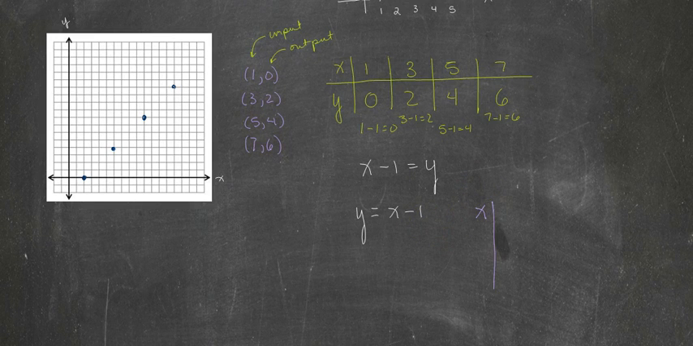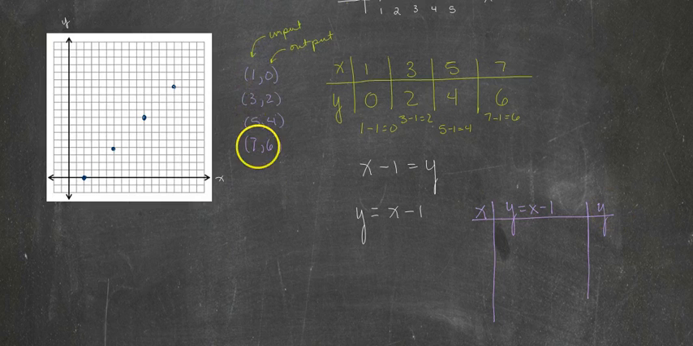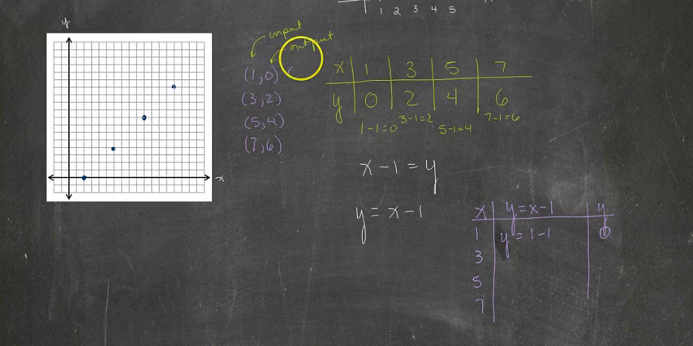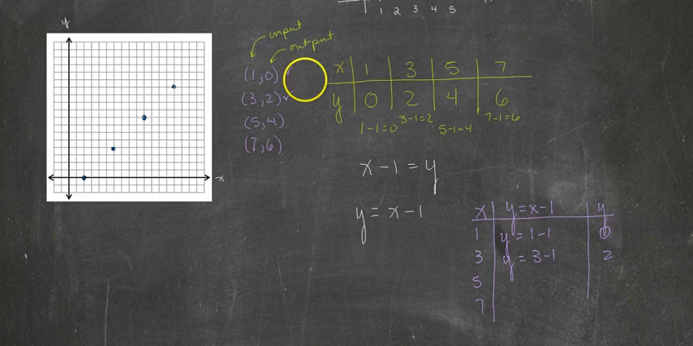I could say, well, I'm going to use that rule to calculate my data points, and let's see what I get. Well, my domain is 1, 3, 5, and 7. So y equals 1 minus 1, which is 0. Ooh, that checks out. y equals 3 minus 1 is 2. That checks out. y equals 5 minus 1 is 4. That checks out. y equals 7 minus 1, which is 6.